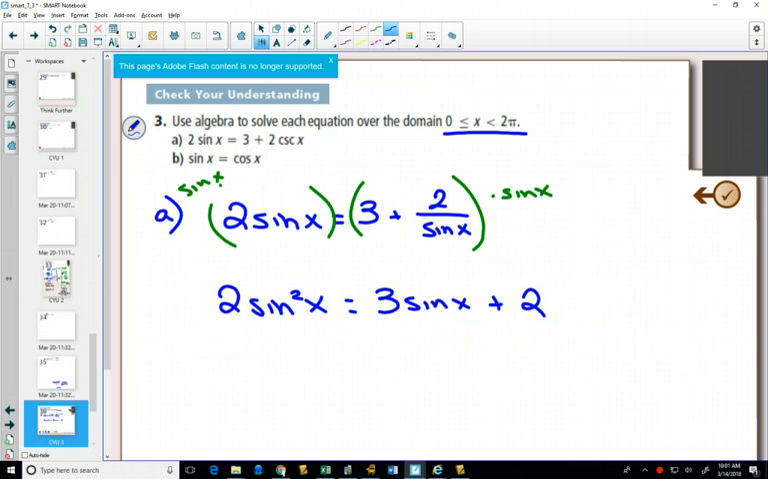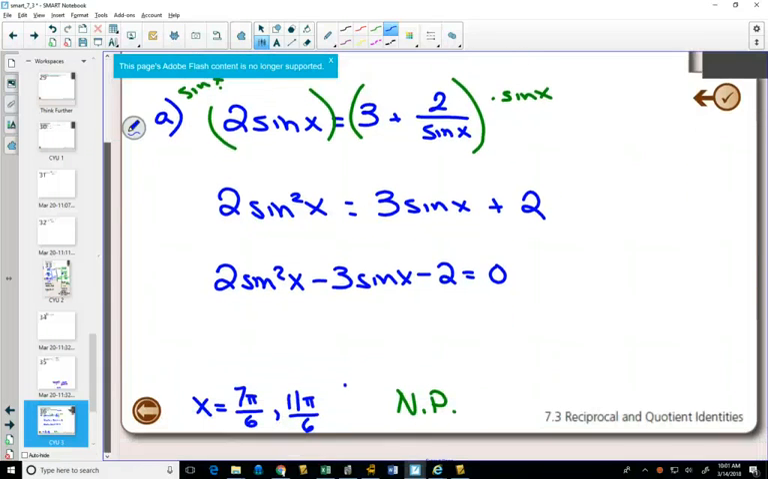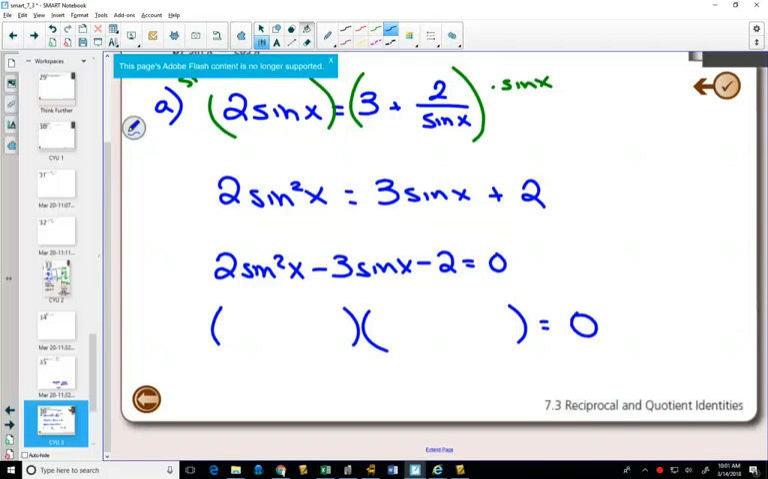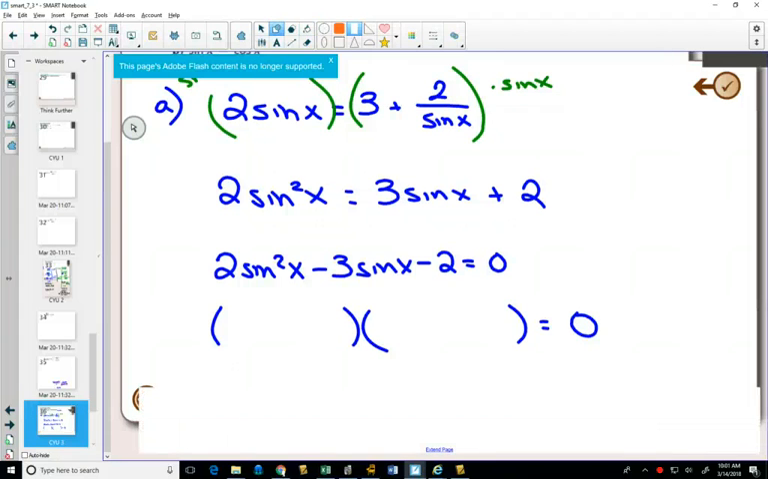Now what kind of question is this? It's a quadratic. How do we solve quadratic equations? We have to factor, so we're going to make one side equal to 0. We're going to check if this factors nicely. If it did factor nicely, the only way to get 2 sine squared would be 2 sine x and sine x.